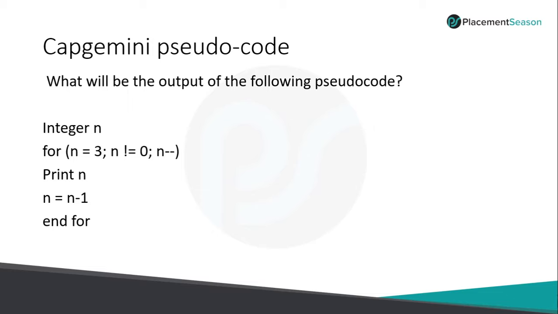Here they have declared a variable as integer and then n equal to 3, n not equal to 0, n minus minus, printing n, again they are subtracting, and then ending the for loop. This is not a C program. This is not C++. This is not a Java program. It's a simple pseudocode and you have to answer this question.